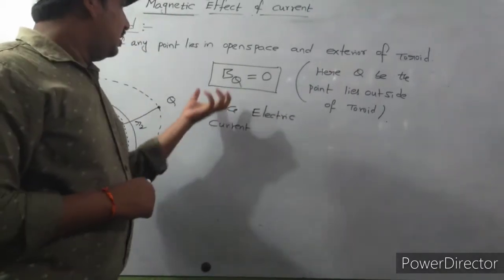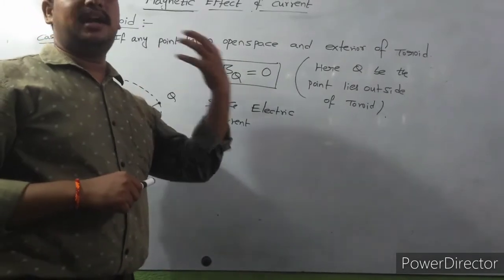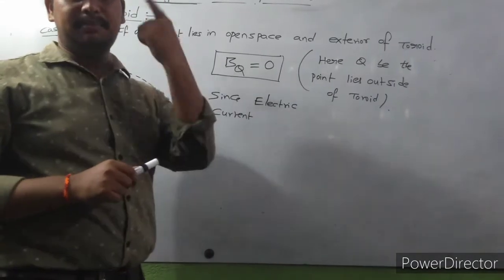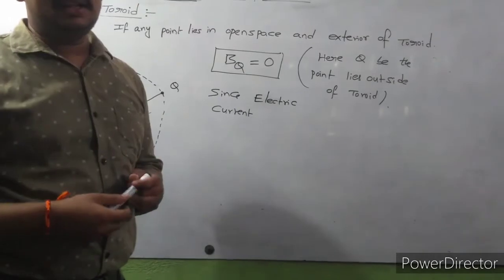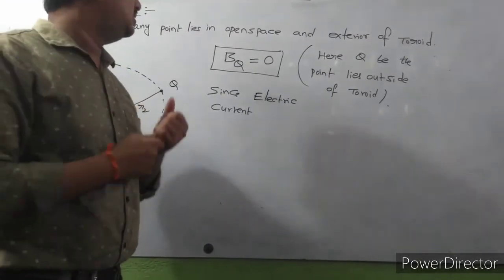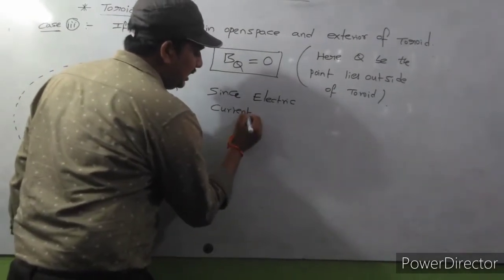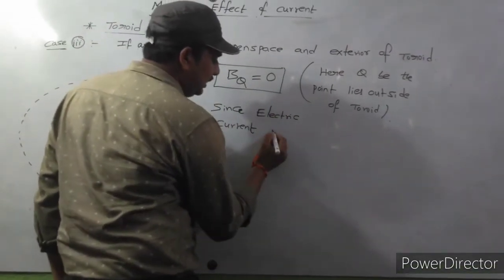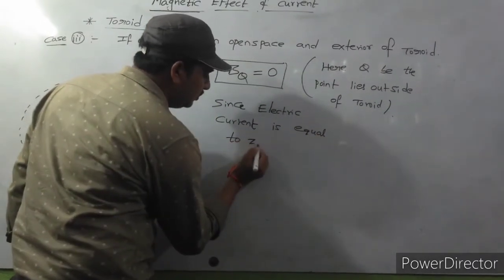Well, if any point lies outside of the toroid, then the magnetic field at that point must equal 0. Again I repeat, if any point lies outside of the toroid, then the magnetic field at that point must equal 0. Why is it 0? Since the electric current is equal to 0.